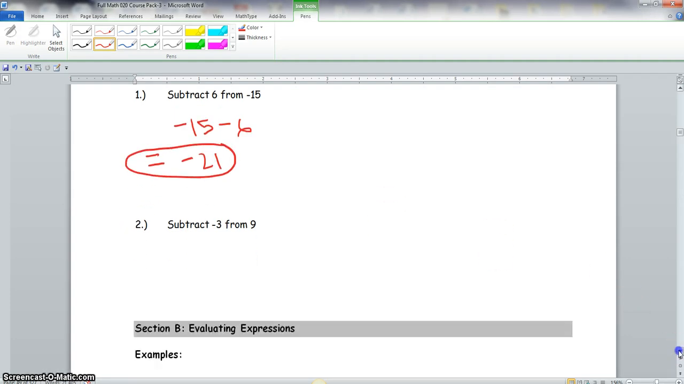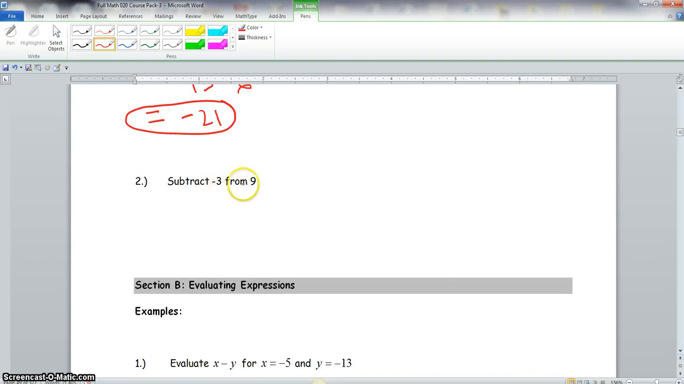Now we go here to number 2. It says subtract negative 3 from 9. So if we said subtract negative 3 from your age, we'll put your age first, which would be 9, minus a negative 3. Because we want to subtract negative 3 from 9. So this will give us 9 plus 3, and this will give us 12.